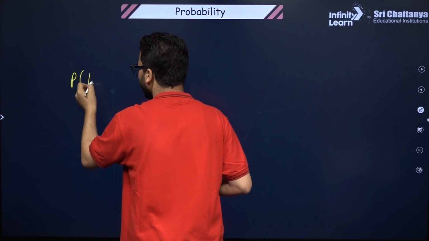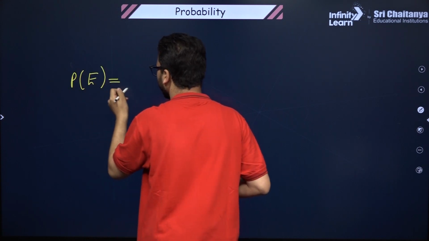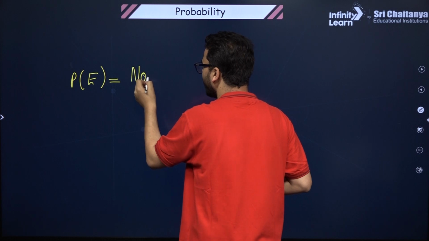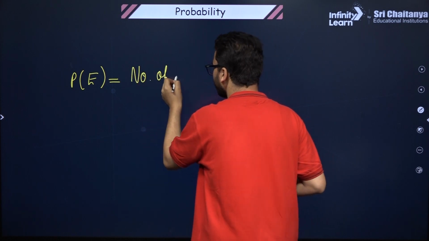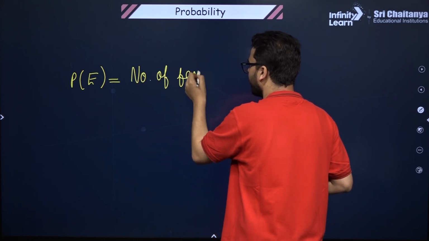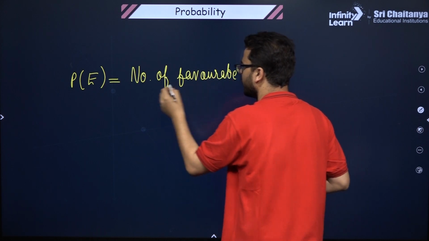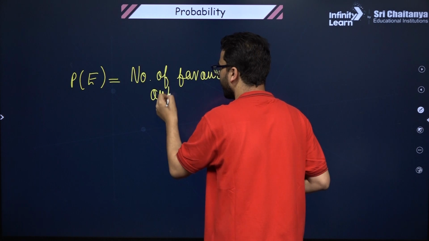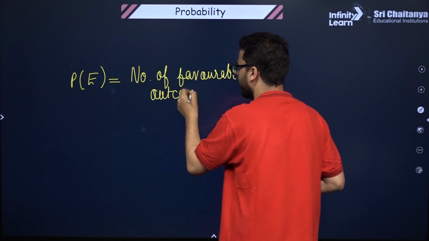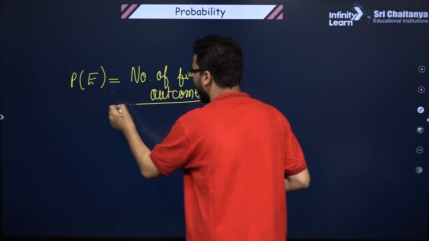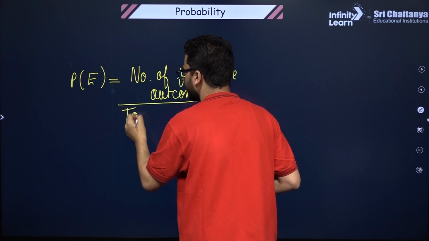Probability of an event is number of favorable outcomes divided by total number of outcomes.